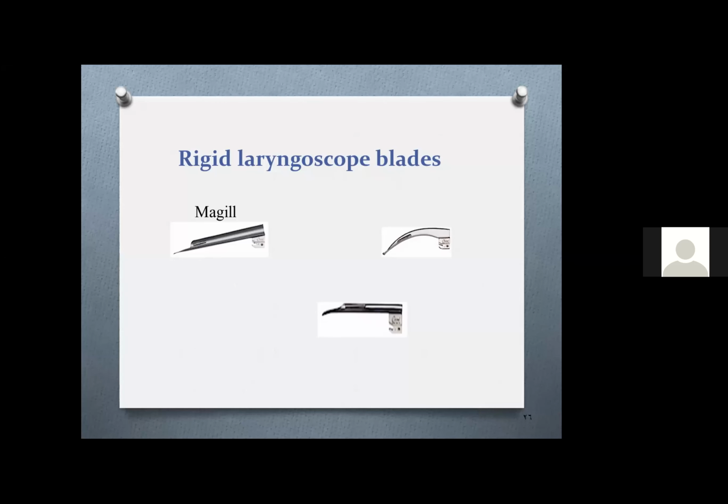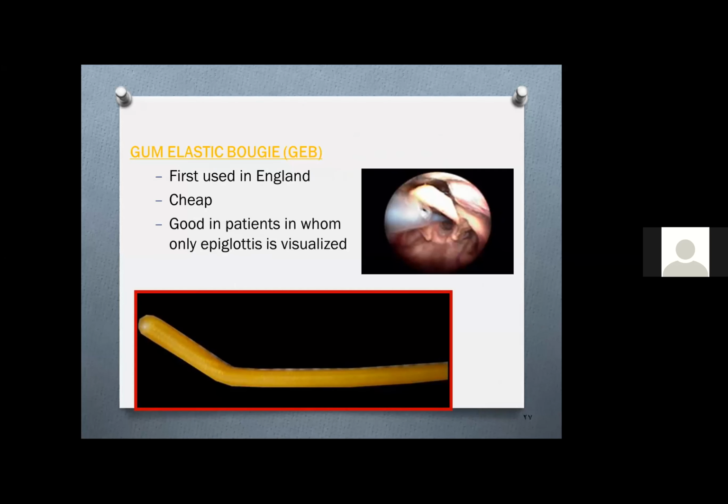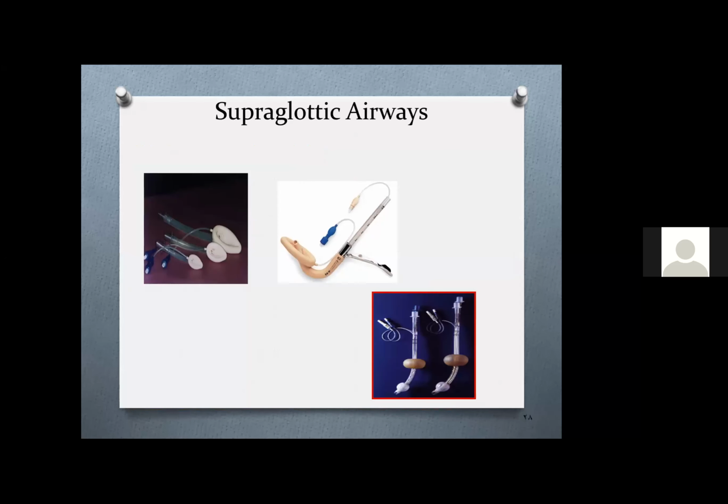Straight, the McGill, or the Macintosh, which is the curved, or the Miller, or the McCoy that I just told you about. The bougie is the yellow thing that's down the screen. It's an elastic part, long, and it's nice that when it passes through the vocal cords, if you look at the right upper, you're gonna feel the tracheal rings. So feeling the tracheal rings through the bougie means that you are already in the trachea, so you slide the ETT over the bougie, so you are in the airway.